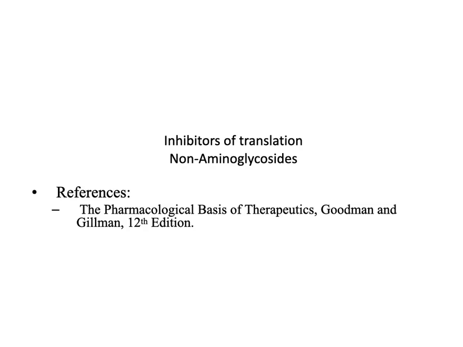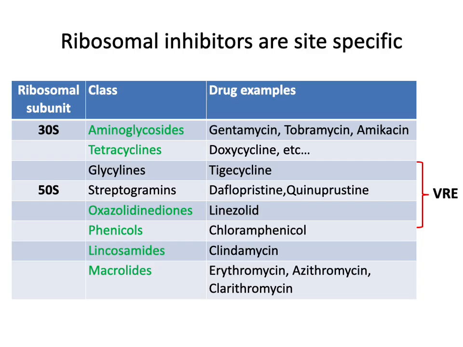This is the last set of slides for all the antibacterial sessions that we did. We did before that the aminoglycosides, inhibitor of translation, and now we're going to move to the non-aminoglycosides. We have seen this table before showing the drugs that are ribosomal inhibitors, and we already talked about aminoglycosides, and now we're going to talk about tetracycline, linezolid, chloramphenicol, clindamycin, and macrolides.